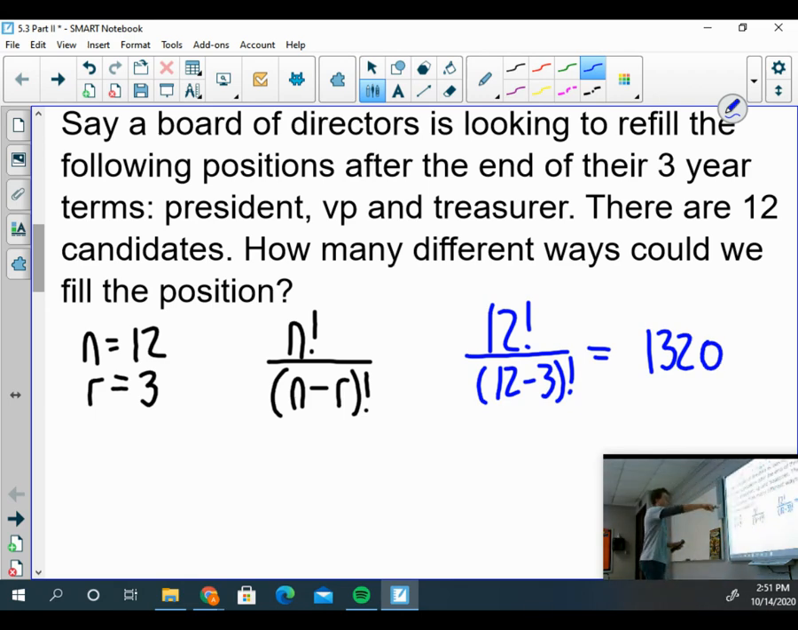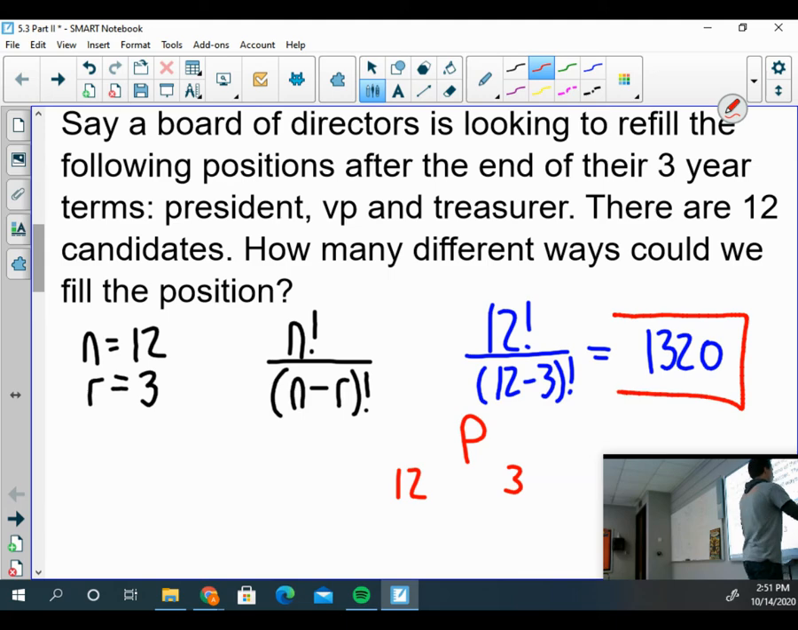1,320. Again, you could have used the formula in blue, or you simply could have used the nPr function in your calculator. Doesn't matter to me. Either way, you should end up with the answer 1,320. I'd even recommend doing both, to make sure you did it right. Okay? But there are 1,320 different ways that we could fill the positions.